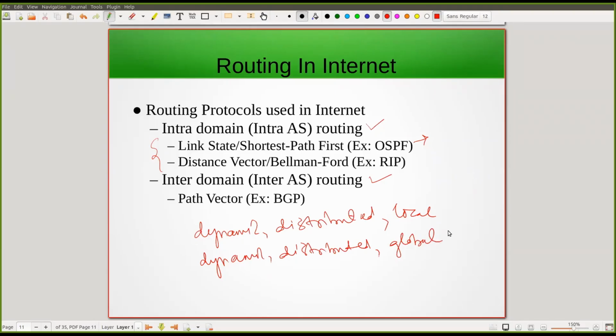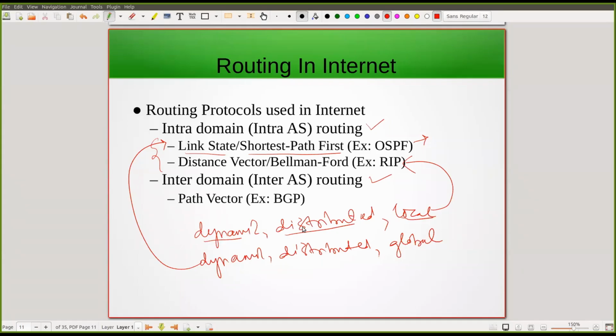So one is the dynamic, distributed, local approach. Distance vector or Bellman-Ford is using this kind of approach: dynamic, distributed, and local. Whereas the dynamic, distributed, and global approach is nothing but the link state or shortest path algorithm. That's why the link state routing algorithm is basically dynamic, distributed, and global in nature, whereas the distance vector routing algorithm is dynamic, distributed, local in nature.